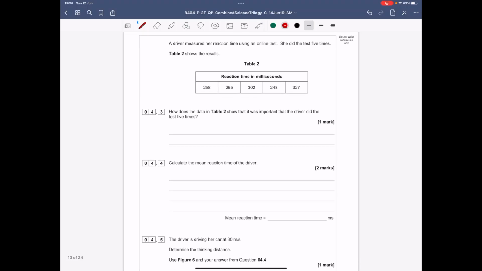A driver measured her reaction time using an online test, and she did it 5 times, so it shows you her results below. How does the data in Table 2 show that it was important that the driver did the test 5 times? Well, it goes from 258 to 265, then goes much higher at 302, then it comes down again, then up again. So why is it important that the driver did it multiple times? It's because there's a lot of variation.